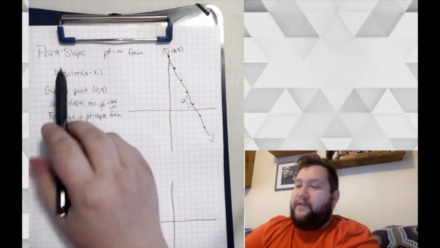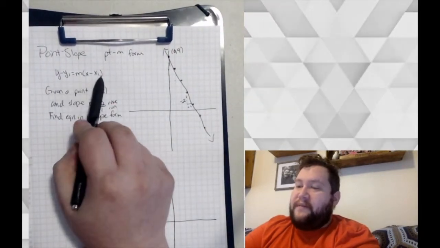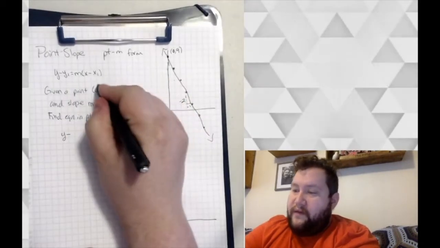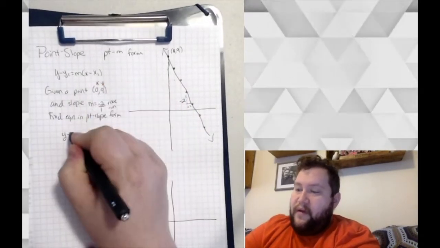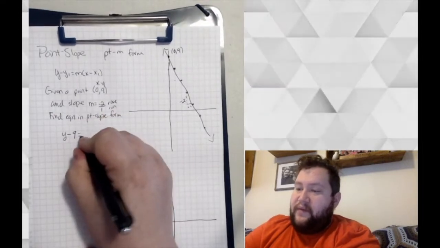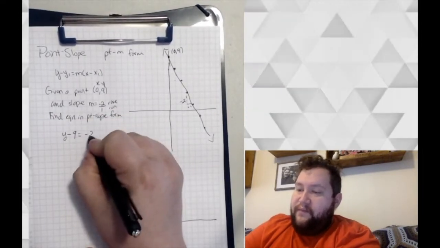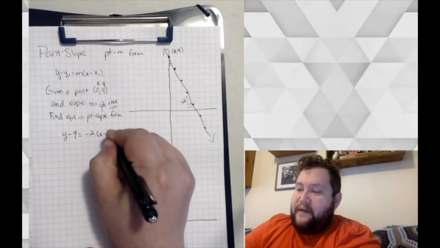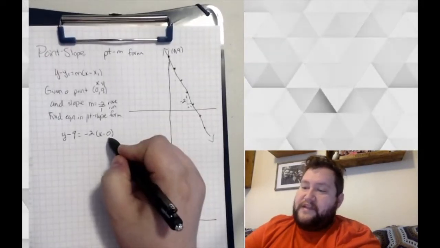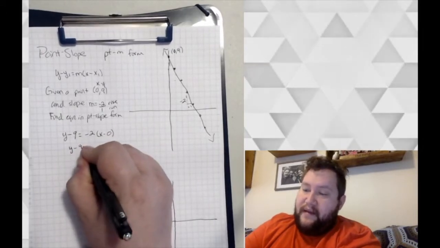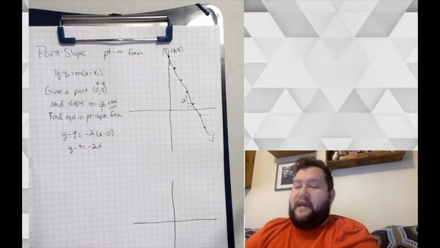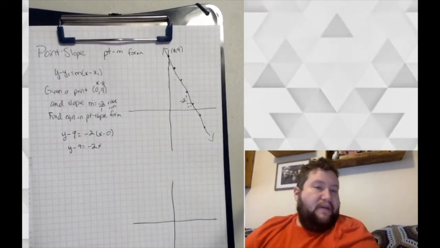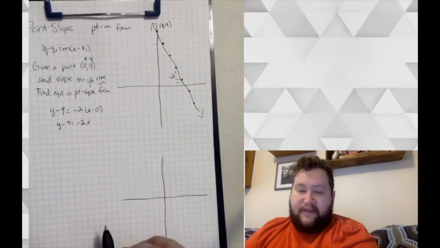Our equation in point slope form is y minus y1 equals m times x minus x1. So y minus y1, so x1, y1, y minus 9 equals m, or negative 2, times x minus x1. And now that's just 0, so we have y minus 9 equals negative 2x. And that's as simple as that. And you know, we have to do a little bit more work if it hadn't given us the slope.